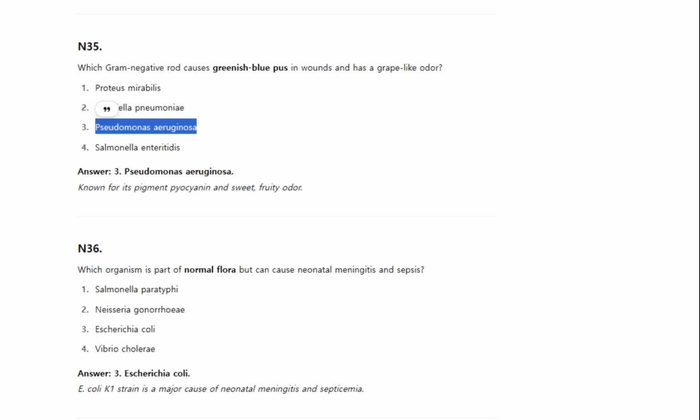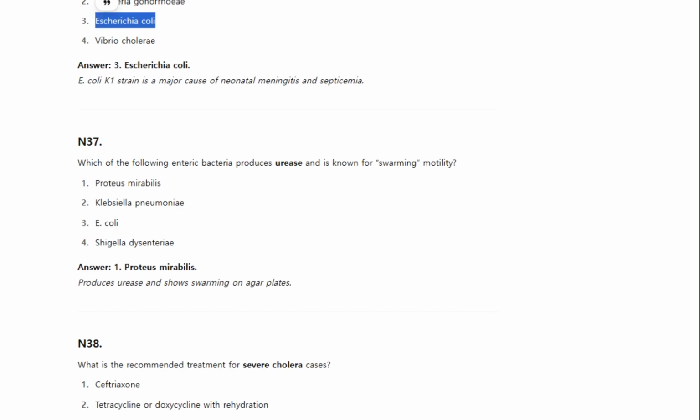N36. Which organism is part of normal flora but can cause neonatal meningitis and sepsis? 1. Salmonella paratyphi. 2. Neisseria gonorrhoeae. 3. Escherichia coli. 4. Vibrio cholerae. Answer 3. Escherichia coli. E. coli K1 strain is a major cause of neonatal meningitis and septicemia.